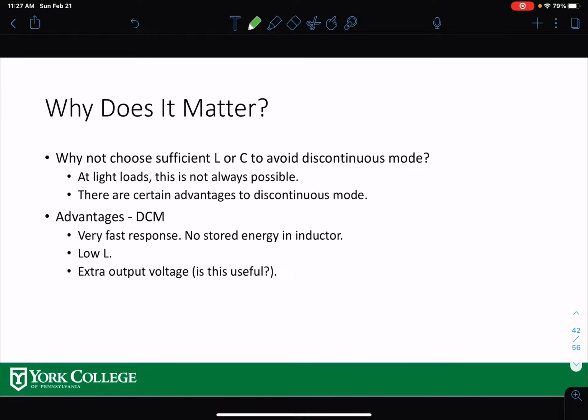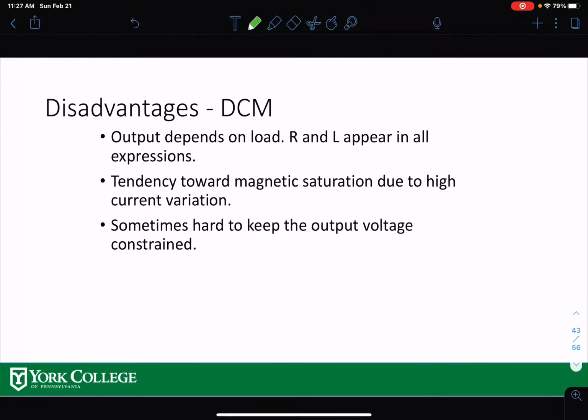One of the things is that for discontinuous conduction mode, you get very fast response because you're not storing any energy in the inductor, and you can go with a very small value of L, and you have extra output voltage if it's useful for your purpose. And the disadvantage is that your output voltage does not only depend on the D ratio, but also depends on R, L, and also T.